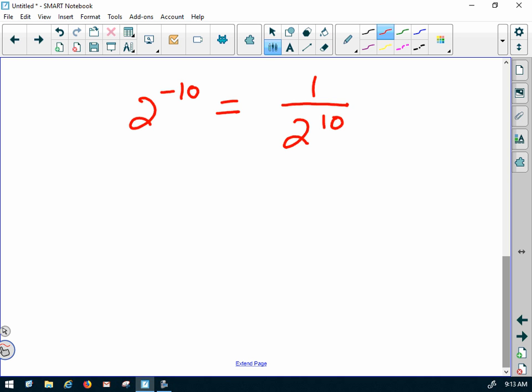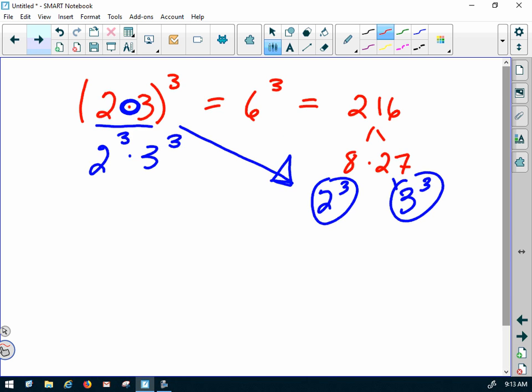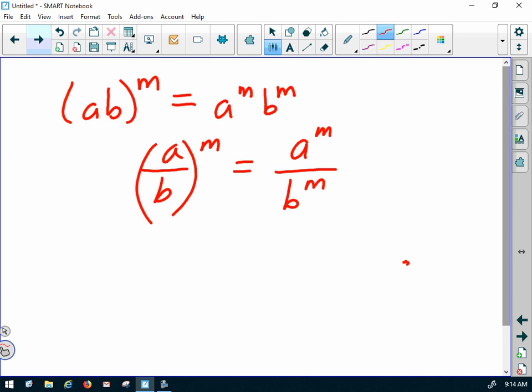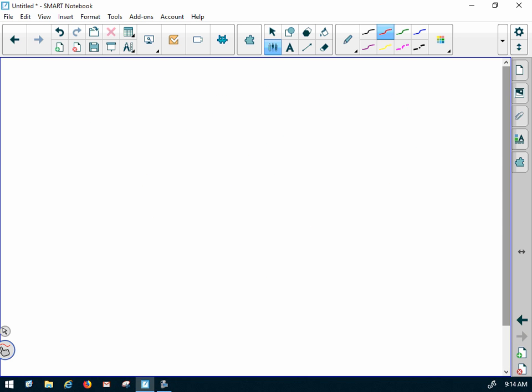All right. Now, A to the negative m is 1 divided by A to the m.